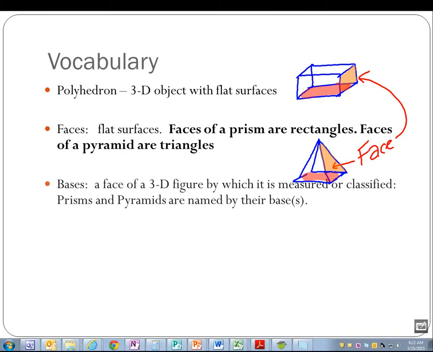Prisms and pyramids are named by their base. This one here has a square base, doesn't it? So what would that one be? What do you think that would be? Just by guessing. It's a pyramid with a square base. No, it's got a square base, and they're identified by the bases.